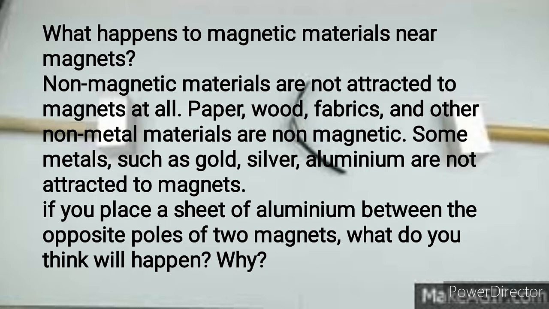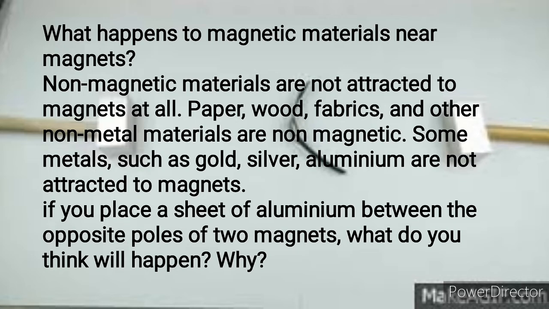If you place a sheet of aluminum between the opposite poles of 2 magnets, what do you think will happen? Aluminum as a metal has a special property with magnet, okay? If I take an aluminum and place it in between poles of 2 magnets, the aluminum will behave as if it wants to be attracted by the magnet, but it will not stick to the magnet. It will only turn, it will move and arrange itself in the way the force of the magnet is arranged.